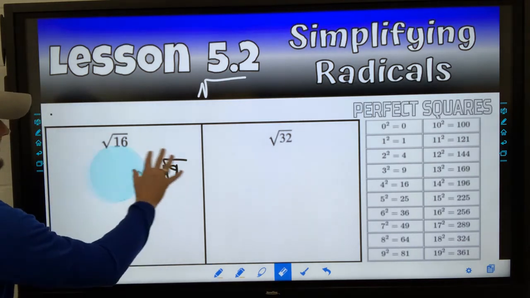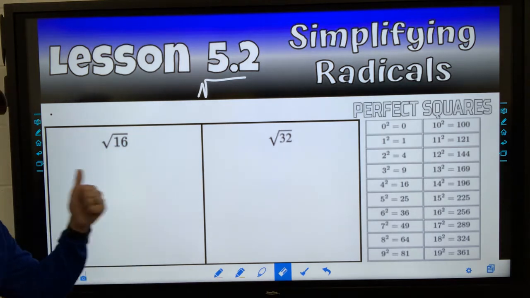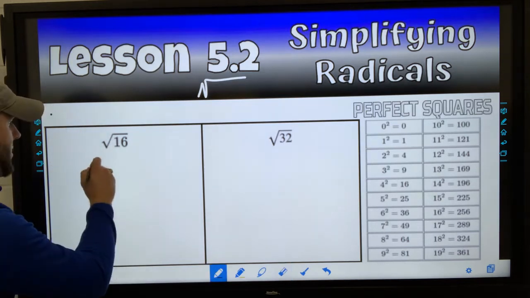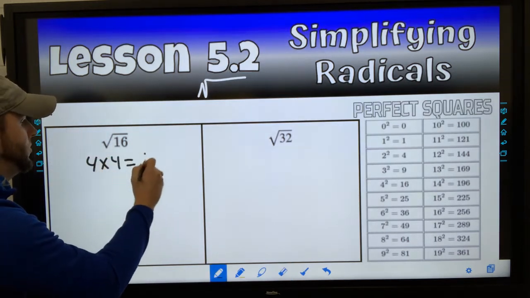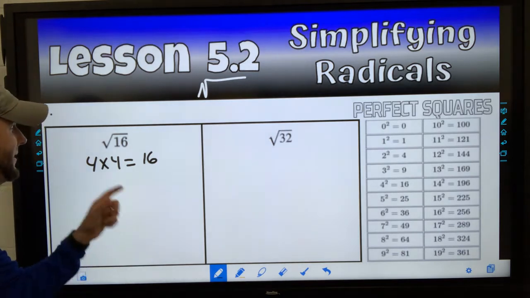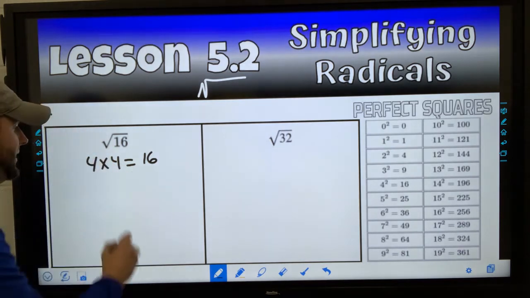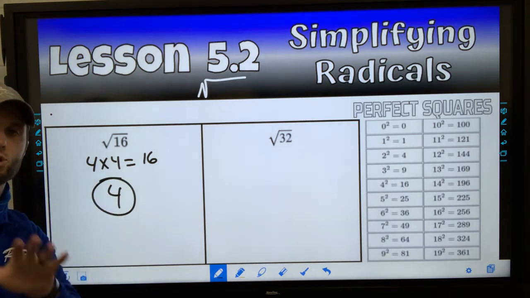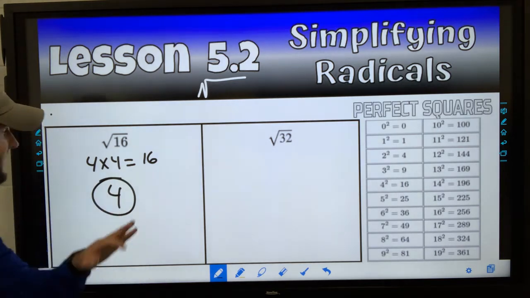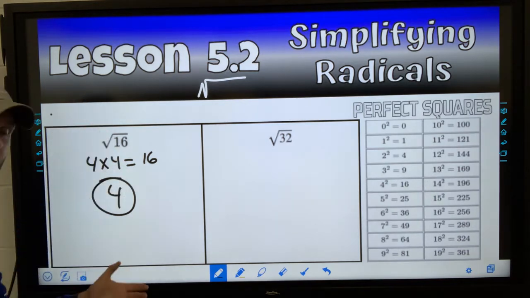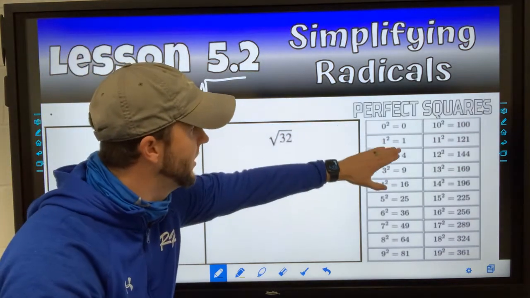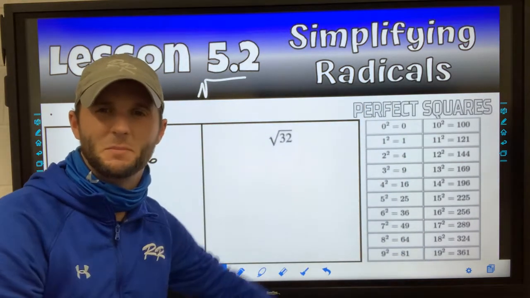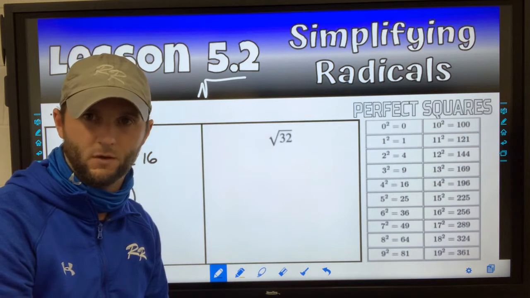So let's go ahead and do 16. The square root of 16 is going to be 4 times 4. I know 4 times 4 is going to equal 16. So the square root of 16 is going to be 4. Your final answer on that would be 4 because you're square rooting that, okay? So that is known as a perfect square. Right now I have a list all the way from 0 to 19, a list of perfect squares that you're going to be putting into use here in a little bit, okay?